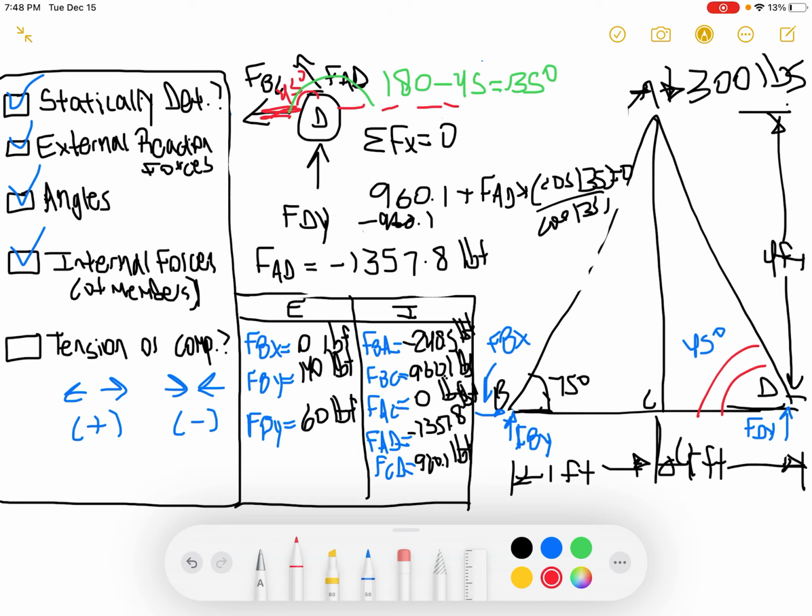So tensions are the positive ones, so that's FBC and FCD, because they're the same thing. And then negative ones are FBA and AD, which are the compression forces. FAC is 0, so it's neither a compression or tension force. And we're not doing the external forces, that's only for the internal. And we check off the final step, and we are done.